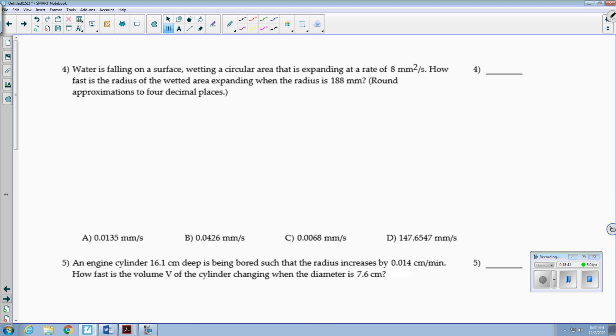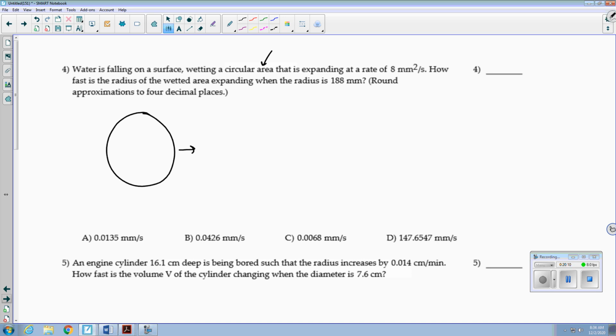Water is falling on a surface, wetting a circular area that is expanding at a rate of 8 millimeters squared per second. How fast is the radius of the wetted area expanding when the radius is 188 millimeters? Round approximations to 4 decimal places. So we have water falling on a surface, and this circular area is expanding. So we have this circle that's expanding out, which means its radius.